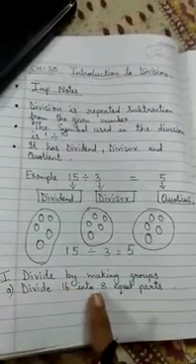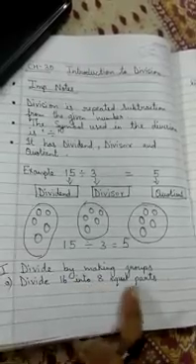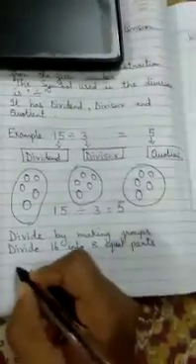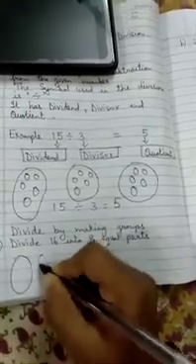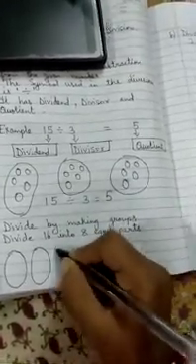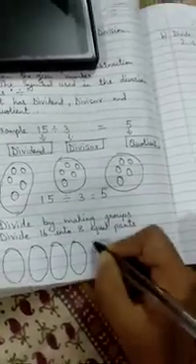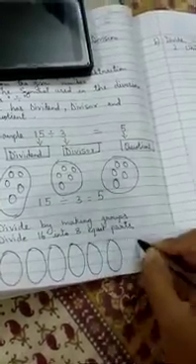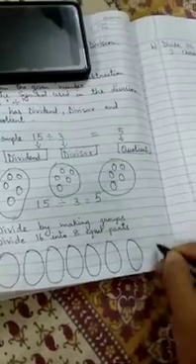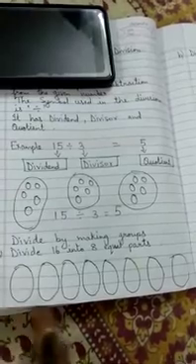Divide 16 into 8 equal parts. So here I will make 8 parts. 1, 2, 3, 4, 5, 6, 7, 8. I have made 8 parts here.